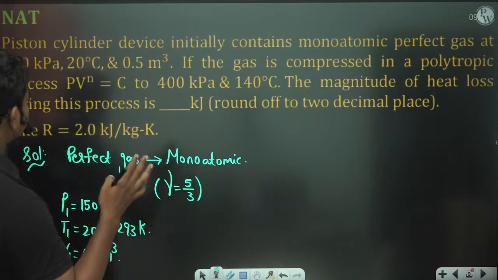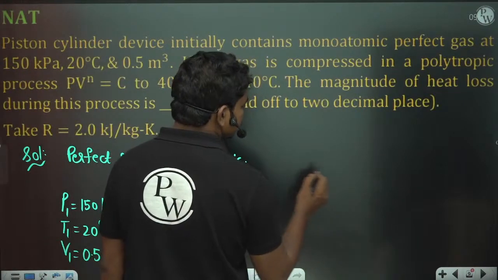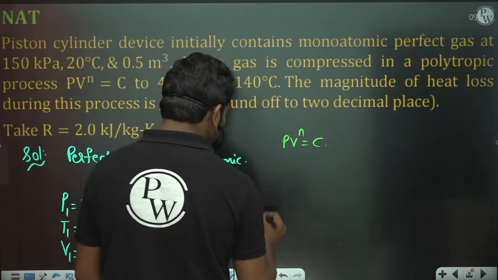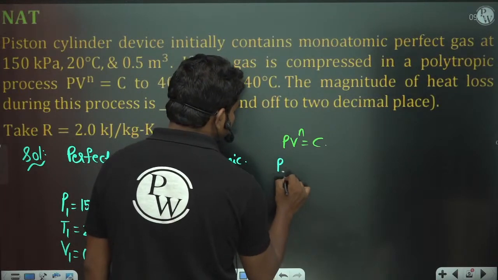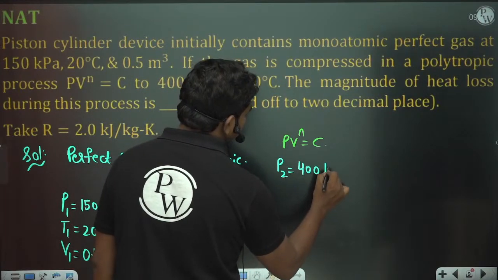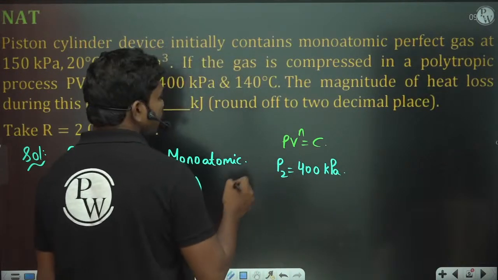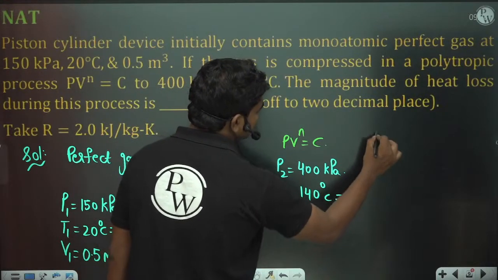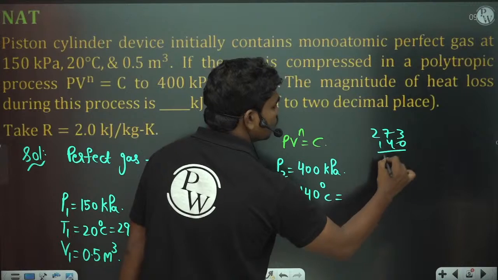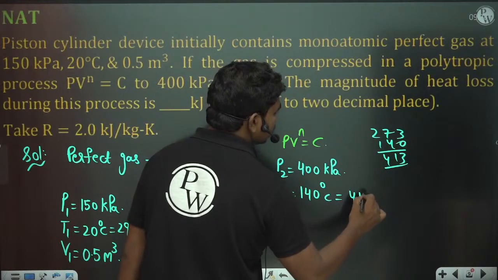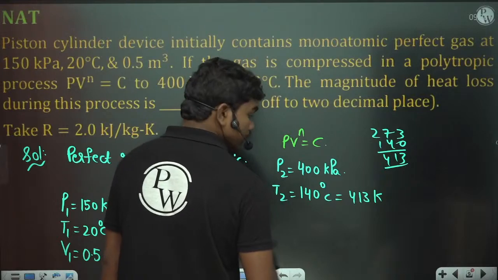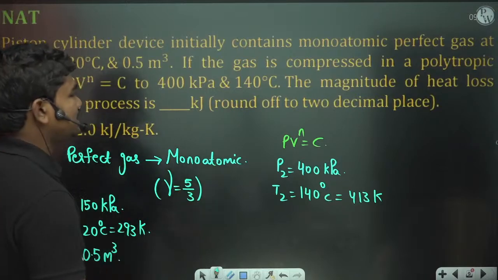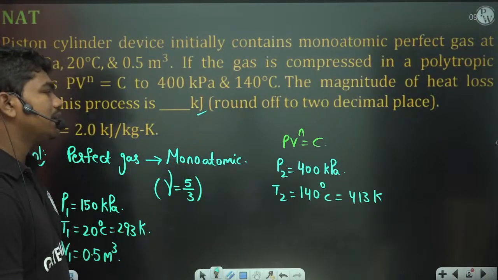If the gas is compressed in a polytropic process, PV^n is equal to constant, to 400 kilopascals. So P2 is 400 kilopascals and 140 degrees Celsius, so T2 is 140 degrees Celsius. 140 plus 273 gives you 413 Kelvin. So now let us see the magnitude of the heat loss during this process is dash kilojoules. They are asking you directly the magnitude of heat loss.